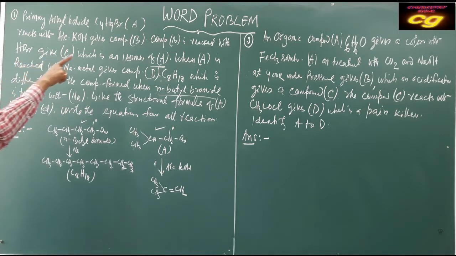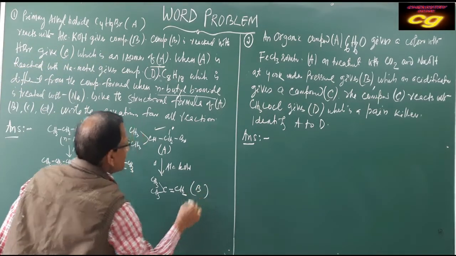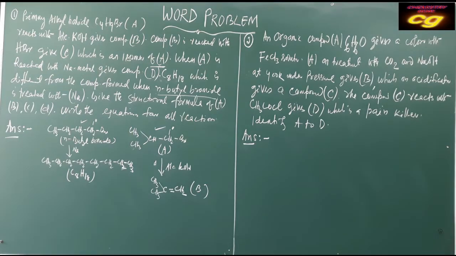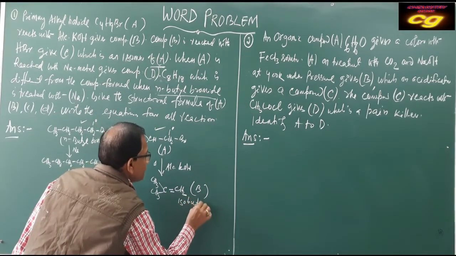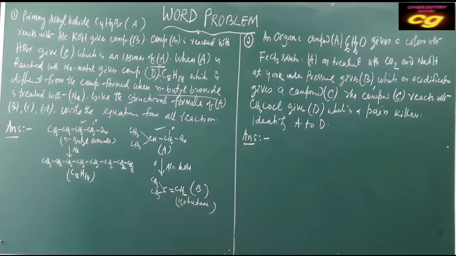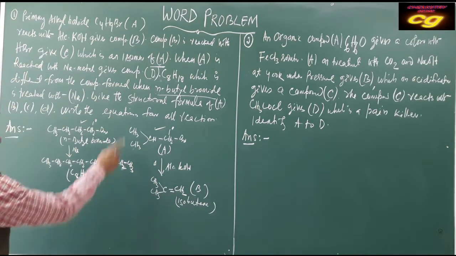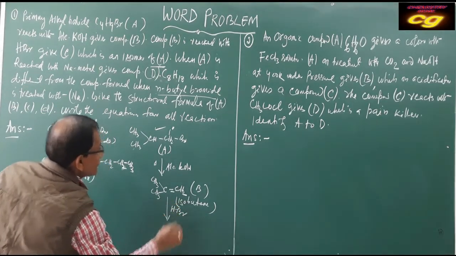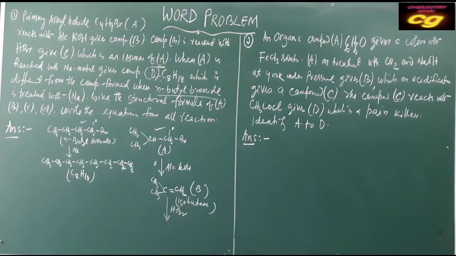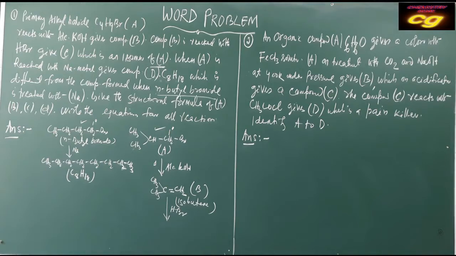This primary alkyl halide reacts with alcoholic KOH and gives B. This is your B. What is the name of B? This is isobutene. This is the structure of B. But compound B reacts with HBr. When treated with HBr, it obeys Markovnikov's rule. So what happens? Where will it go?